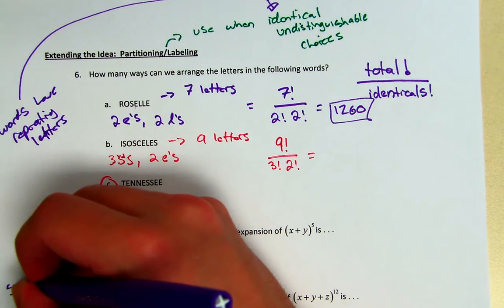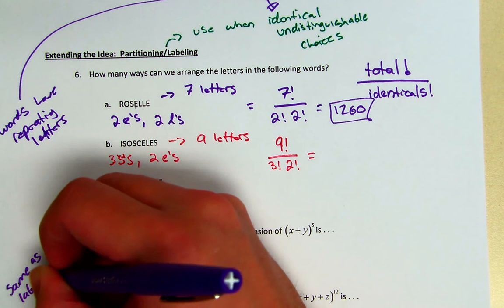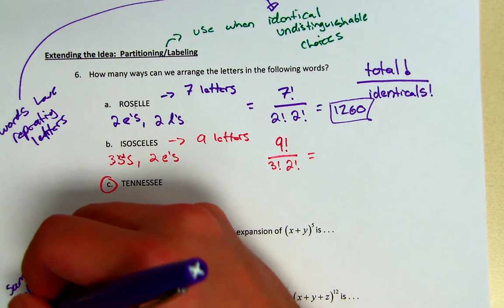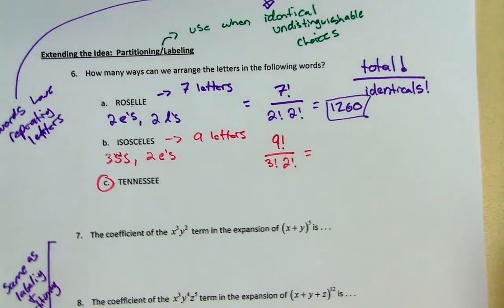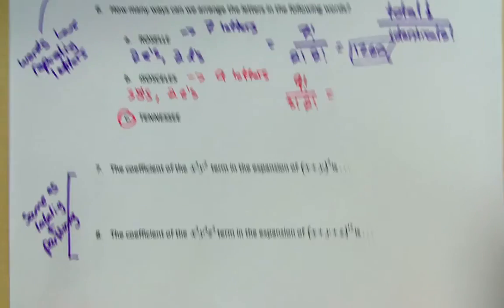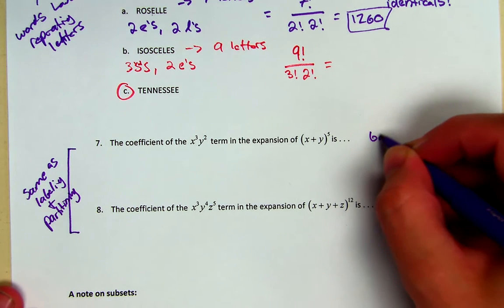Now, this can also be used to find the coefficients that we talked about before. So this is the same as labeling and partitioning, because it's that idea of having a combination. So this is a binomial.